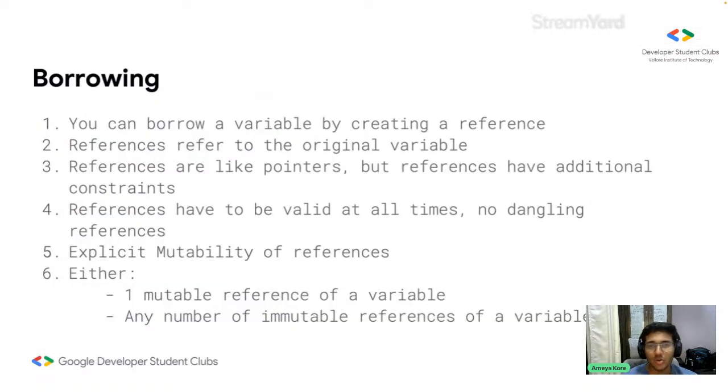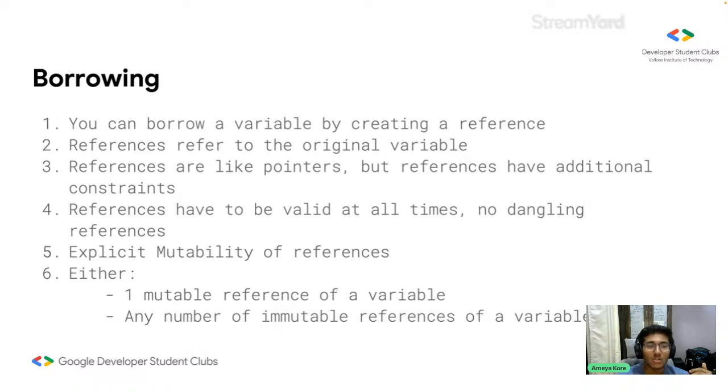So then we can come to borrowing. You can borrow a variable by creating a reference, right? References are basically pointers, but they have certain constraints. A reference can't be dangling. People who come from C are well aware of dangling pointers, where you have a pointer to a particular value, but the value itself is invalid, has been destroyed, or is not in scope. So the pointer exists, but the value doesn't exist. That's an issue.